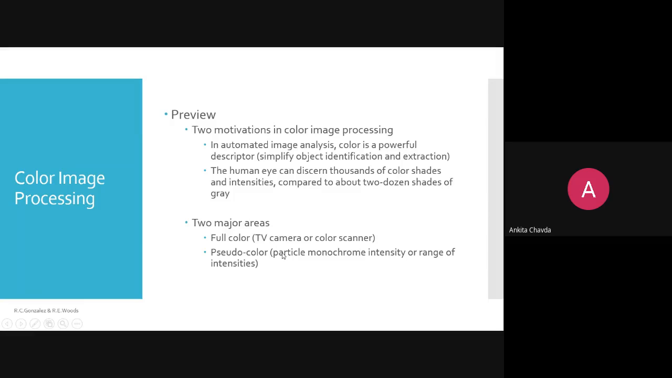So pseudo color means a particular monochrome intensity or a range of intensity. It is not a full color, but the pseudo color. Few colors are only used in this, few intensities are only there, because if we first see the color models, you will have the RGB color models and CMY models and so many models you are using, right? But if you look for those colors, it would be a vast range of colors, right? So that many color processing is not actually useful, right?